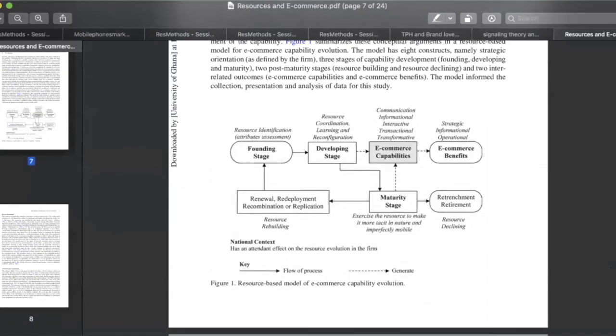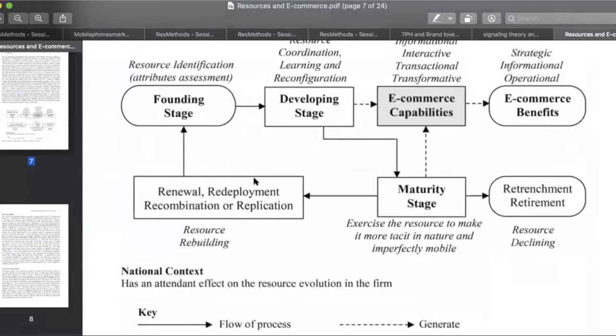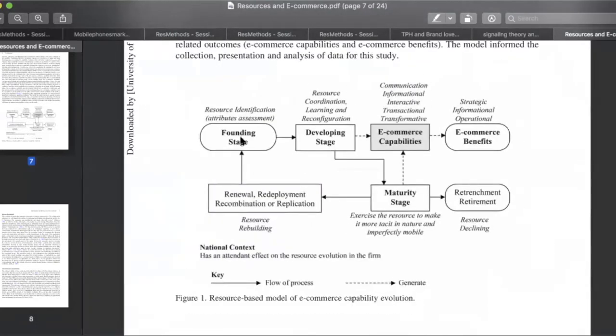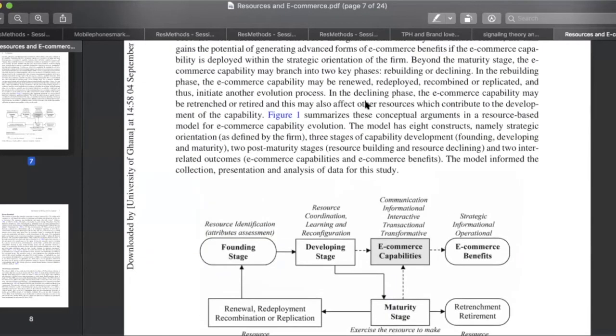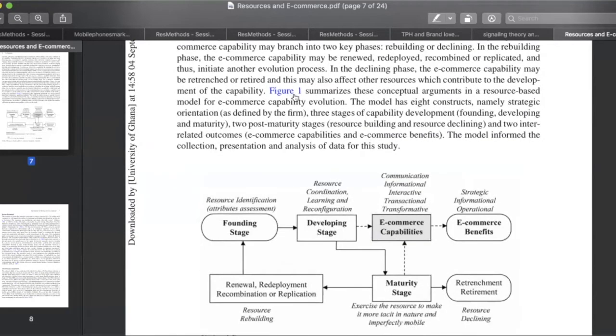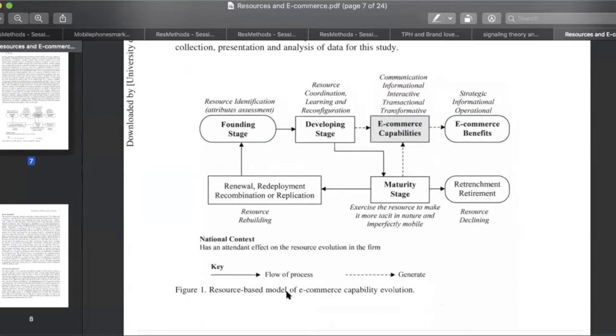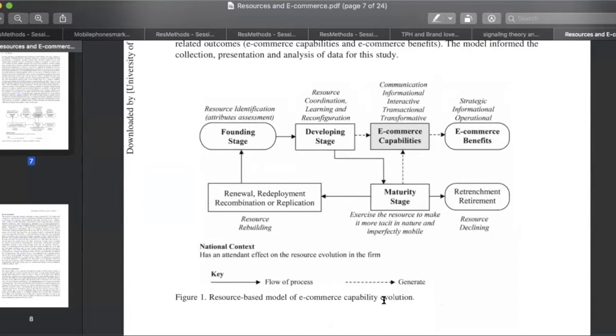Now, listen carefully. There's a difference in what is happening compared to the previous one. Look at what it's called. The model informed the data collection, presentation and analysis for the study. Figure one summarizes these conceptual arguments in a resource-based model of e-commerce capability evolution.